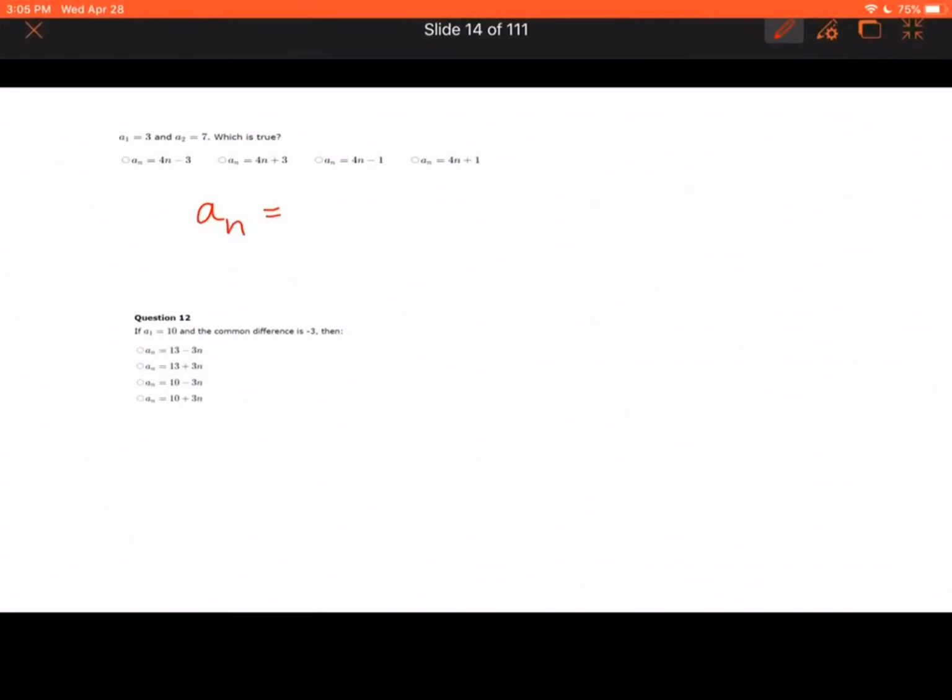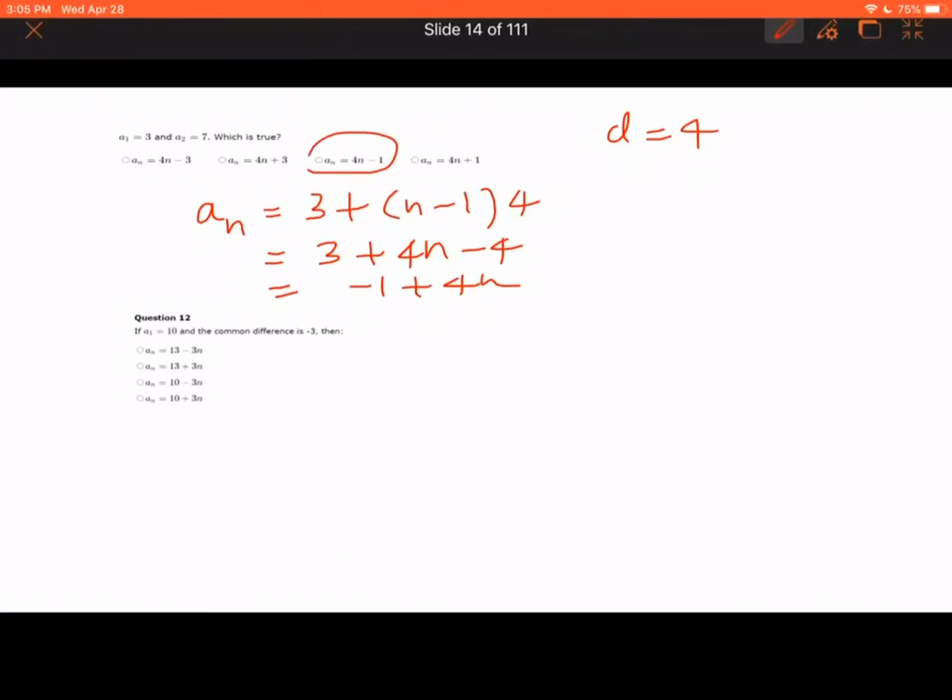An is equal to A1, that is 3, plus n minus 1 D. We have to find D. So A1 is 3 and A2 is 7, means D is equal to 4, right? So which is equal to 3 plus 4n minus 4, which is equal to 4n minus 1. So An is equal to 4n minus 1 is the correct answer.